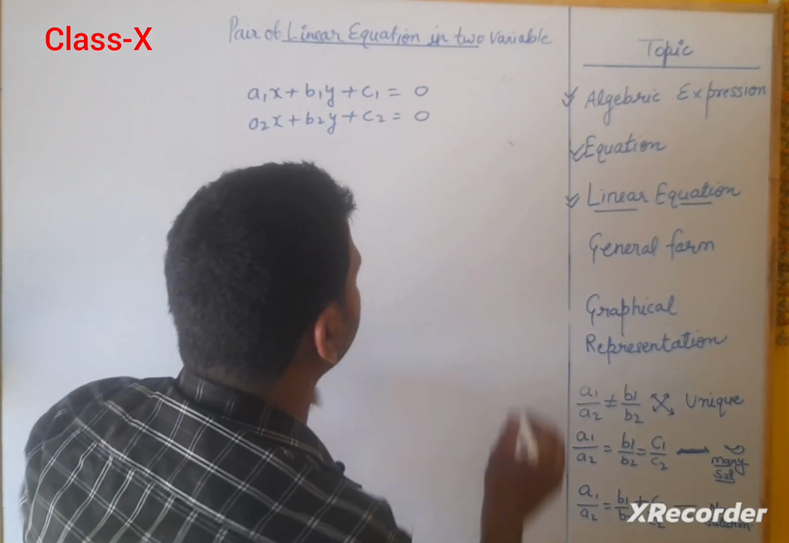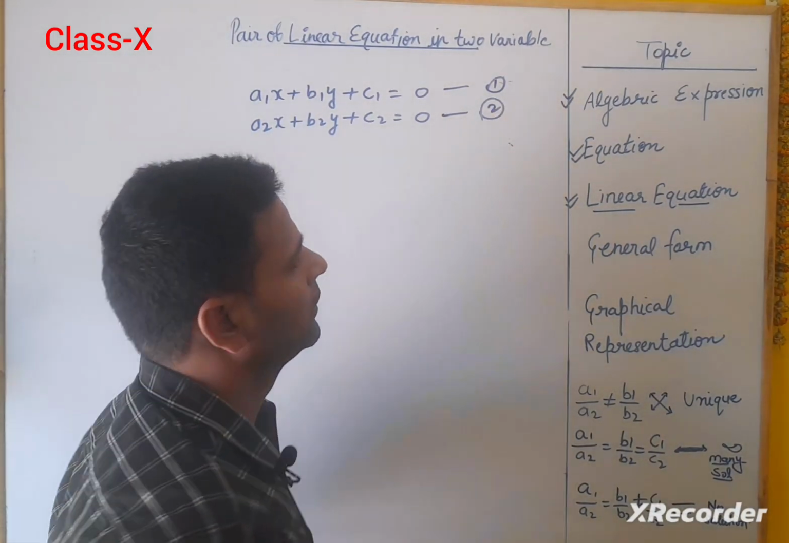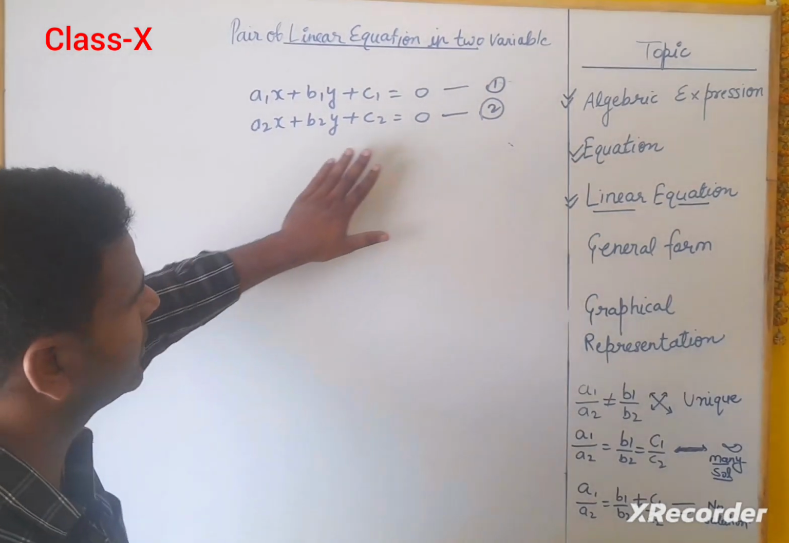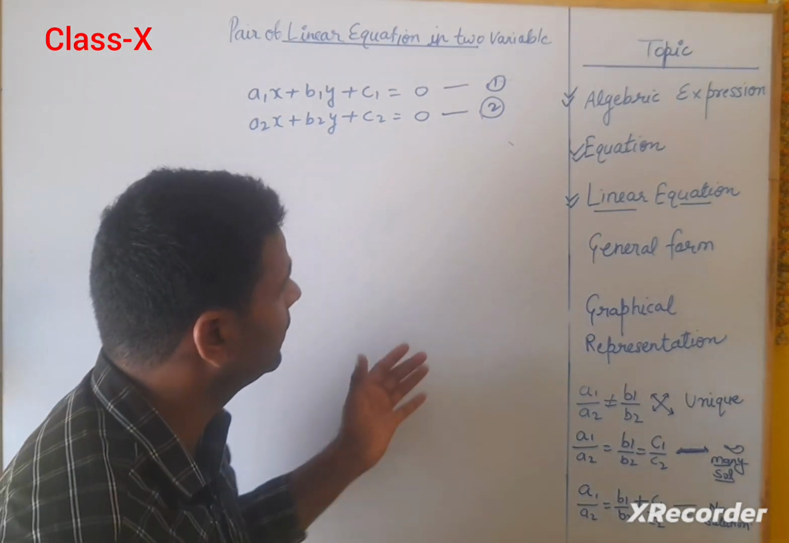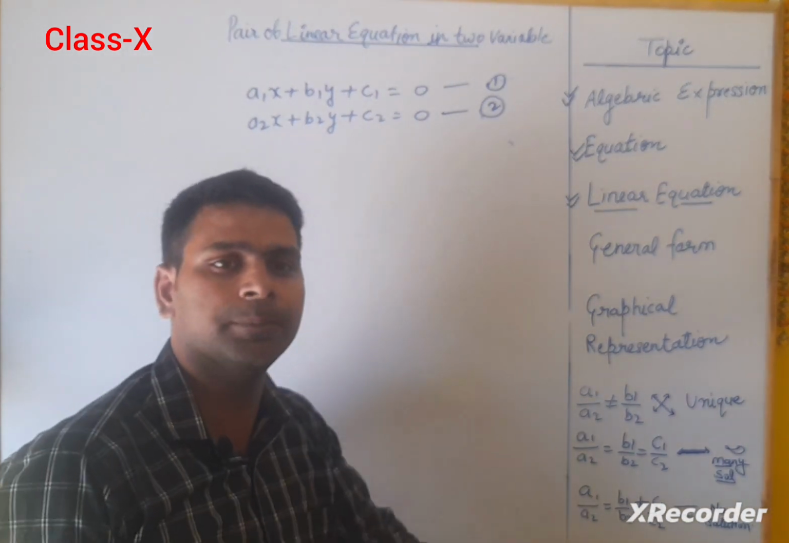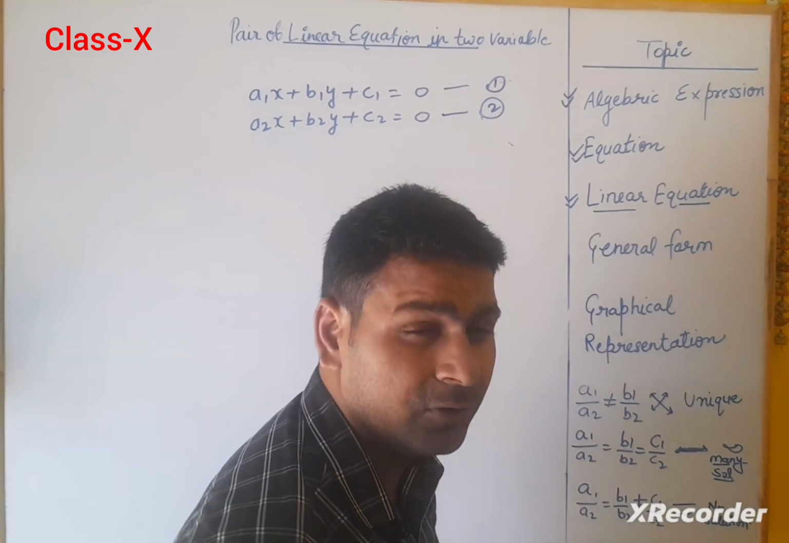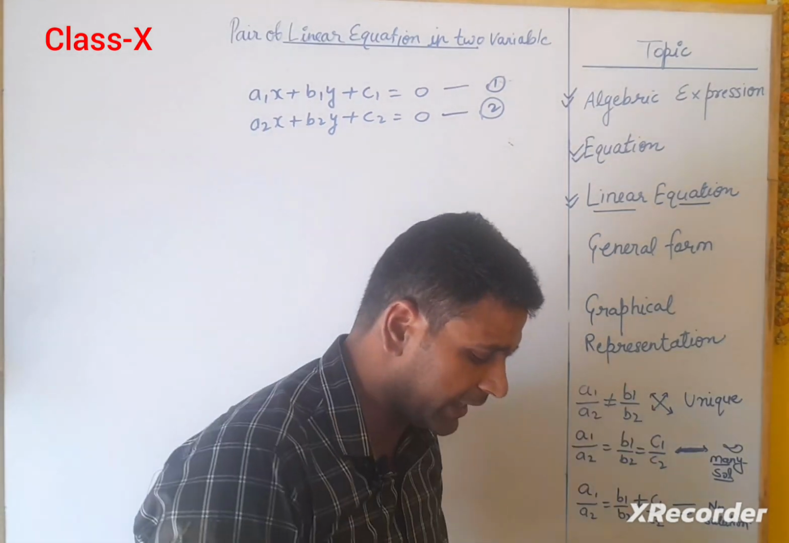Both equations are called a linear pair in two variables. So that is the general form of the equations. Let us start with how we can represent the given equation on a graph. That is a very simple thing.